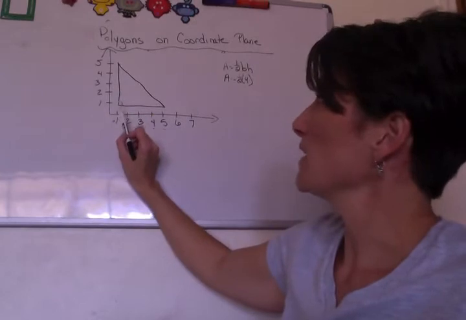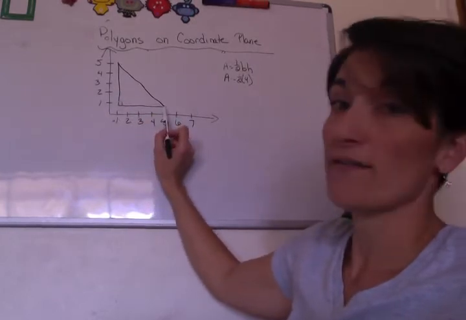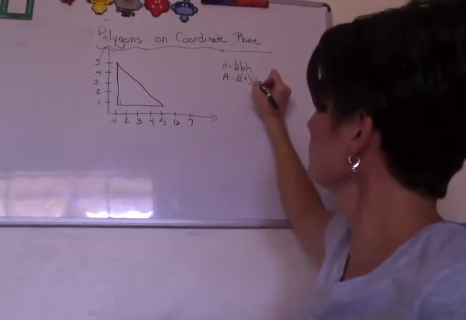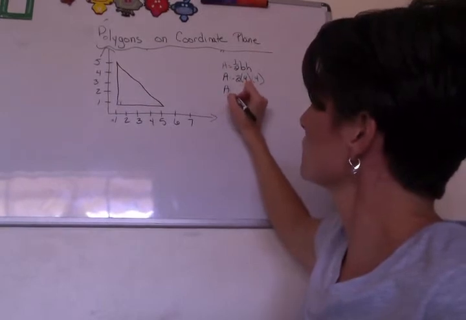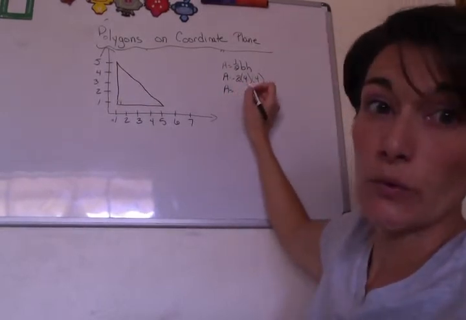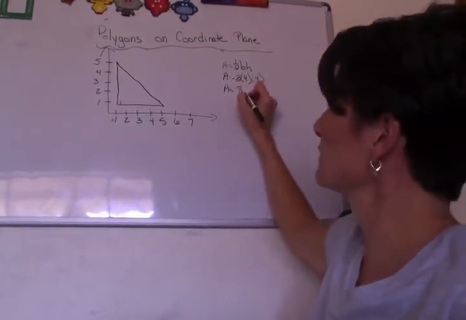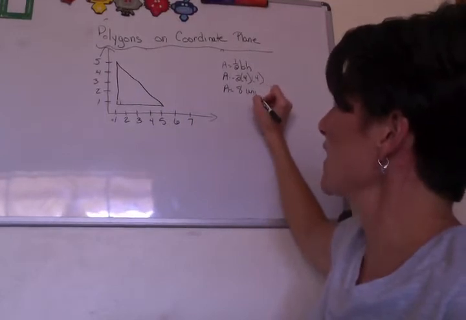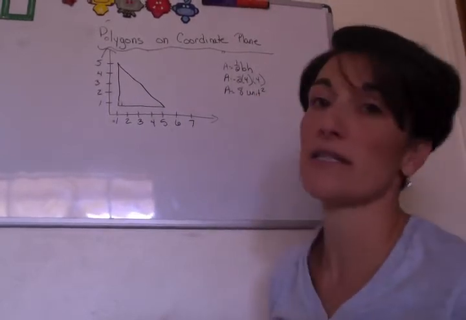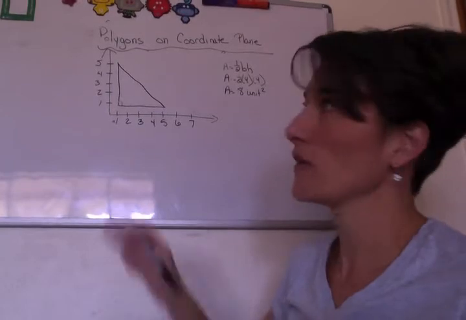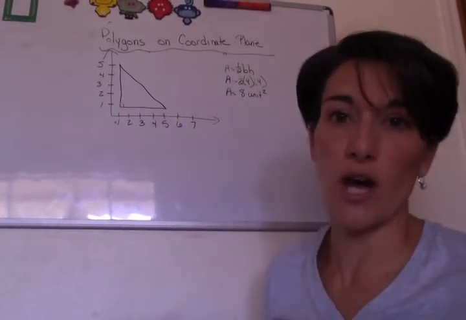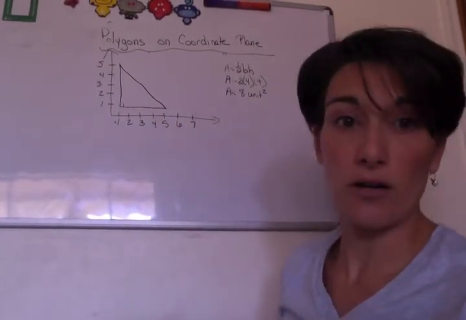My base is from 1 to 5 too, so that's 4. I know half of 4 is 2, so 2 times 4 is 8. So in this case, my area would be 8 units squared. So figuring out the area of this, you need to make sure you are just counting your numbers carefully.